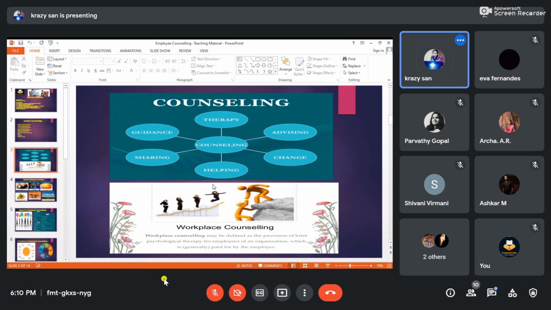It's a process of advising an employee so as to enable him or her to overcome their emotional problems. Workplace counseling may be defined as the provision of brief psychological therapy for employees of an organization, which is much more connected with employees and employers. The definition mostly involves a discussion in which the counselor listens sympathetically to the problems of the employer or employee.